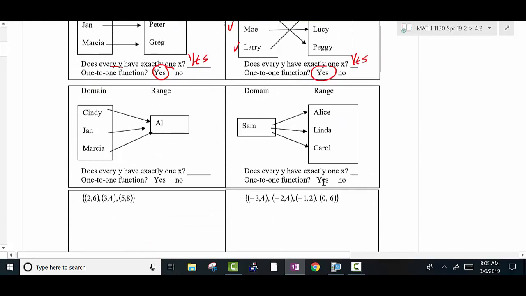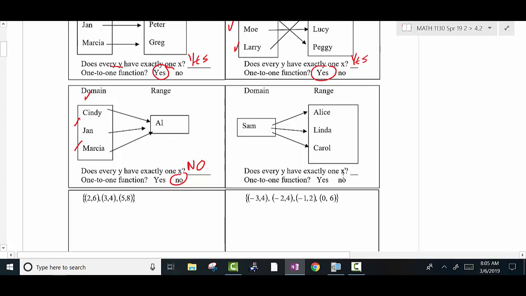Does every y have exactly one x? What's the answer to that question now? Oh, that's no, clearly. The owl is going to three different places, so that's no. So that would not be a one-to-one function. That's what you're looking at first of all. How about the next one? Does everything in the range just have one thing in the domain?